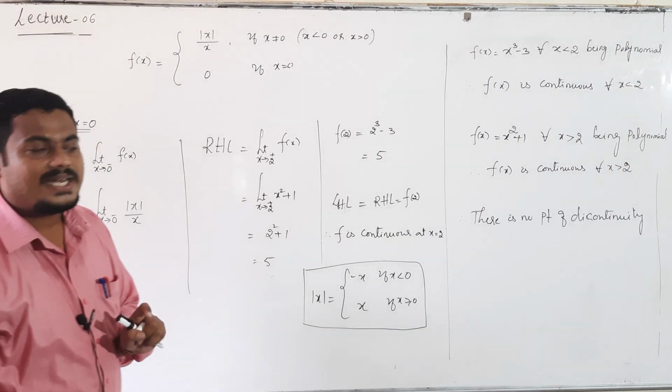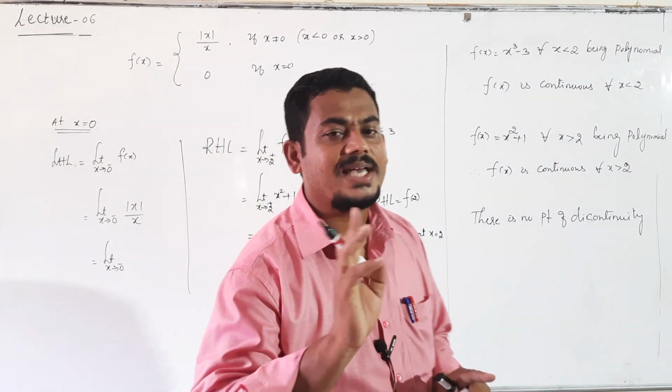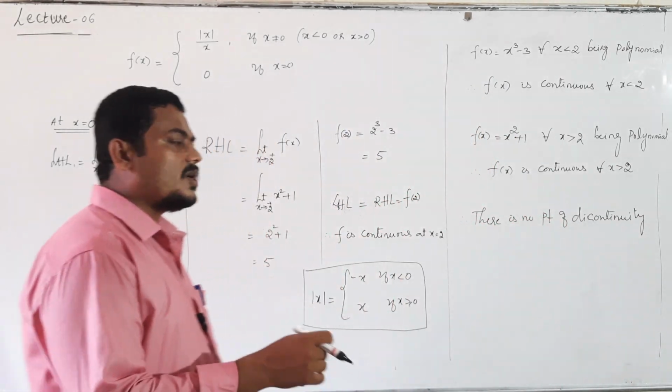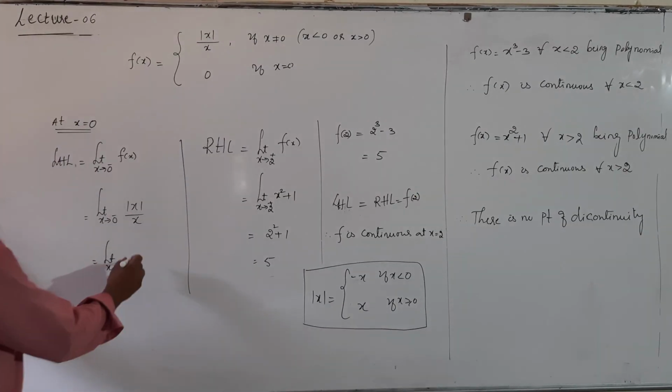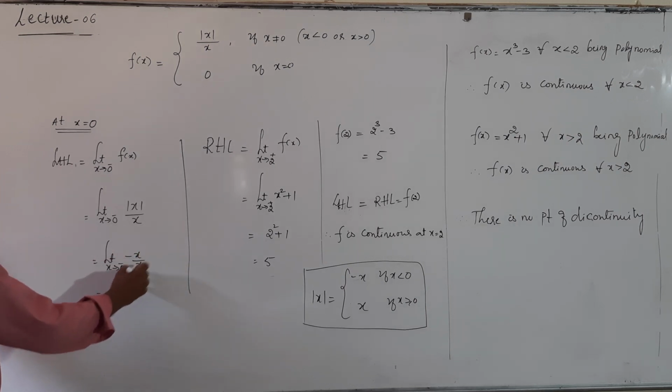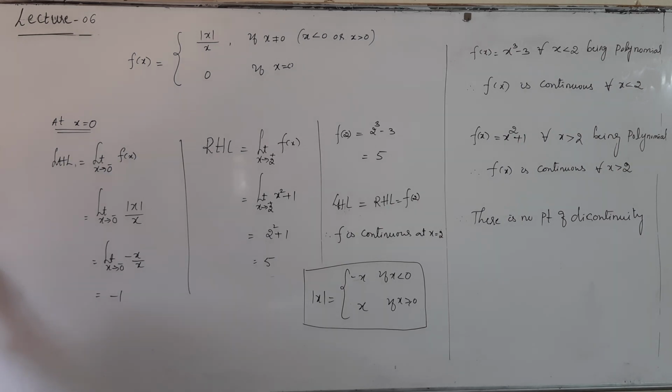Extending to 0 minus indicates x value less than 0. Once x value is less than 0, what is the mod x output? Mod x is taken as minus x divided by x. So x gets cancelled, we get minus 1.